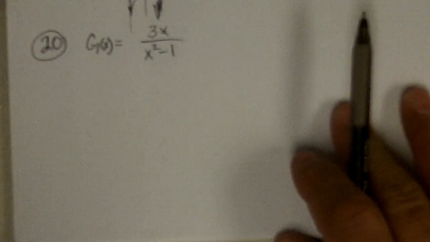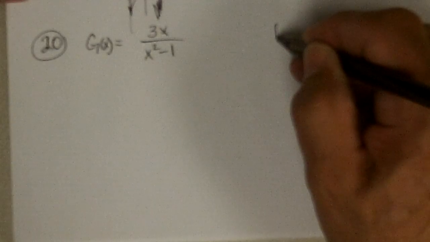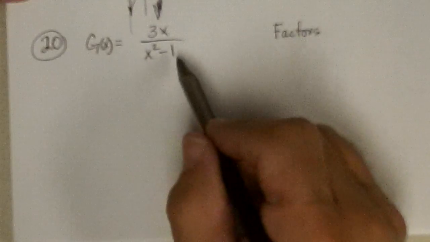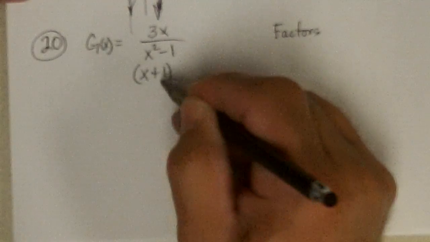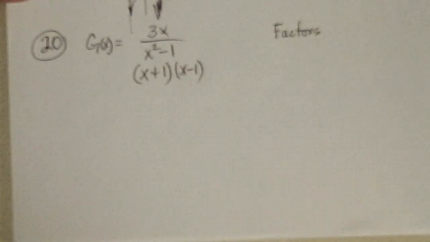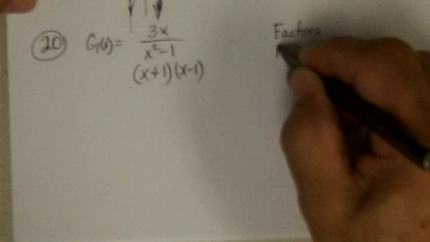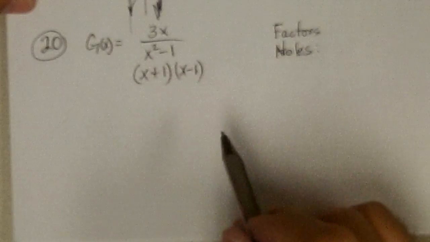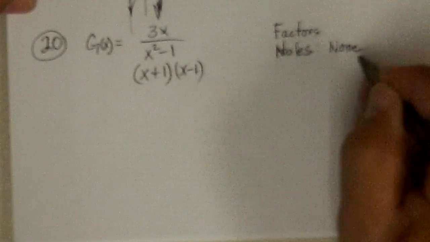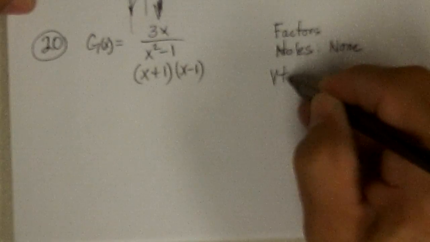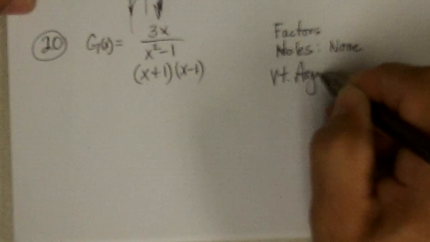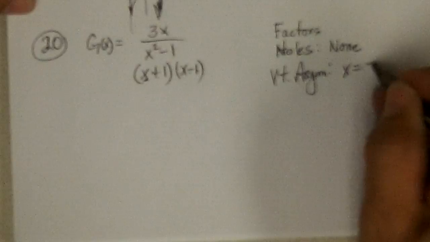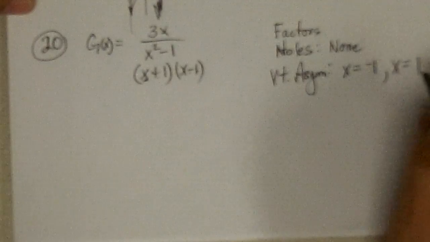Number 20. Make sure it's up here far enough. So, holes. Well, we have the 3's already out. The denominator factors are (x plus 1) and (x minus 1). And no factor matches x, so none. So next is vertical asymptotes. We're going to have one at negative 1 and at 1. x equals negative 1 and x equals 1.